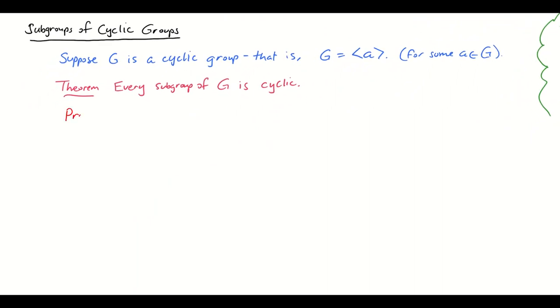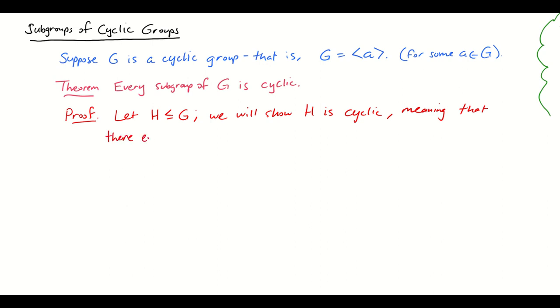All right, so here's the proof. Let H be a subgroup of G, and then we will show that H is cyclic, meaning that there exists some X in G such that H is the cyclic group generated by X. Now you notice here I said X is in G. Of course X would be in H as well, because in order for H to equal the group generated by X, X has to live in H. But I'm just saying that we can identify some element of G for which H is the cyclic subgroup generated by that element.